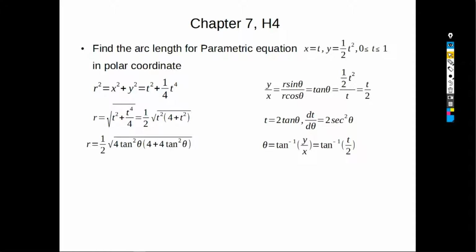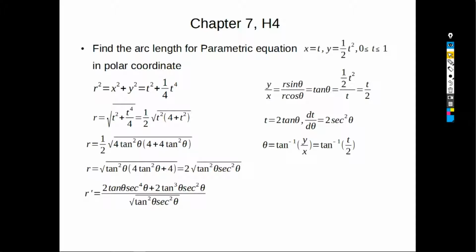Now that we know what t is equal to, we plug that into r, and find that r equals 1/2 the square root of 4 tan squared theta times (4 plus 4 tan squared theta), which simplifies down to 2 square root of tan squared theta secant squared theta.